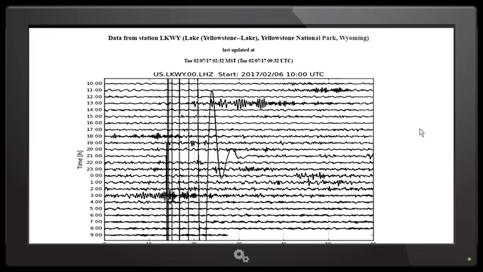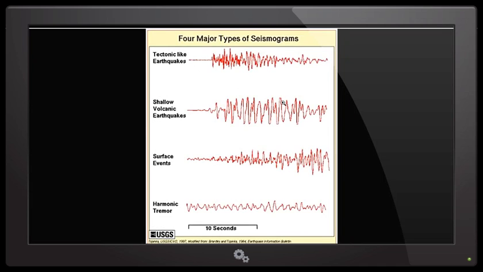Now these harmonic tremors are quite alarming, and we're going to take a look at a basic chart that shows you the differences in these seismology anomalies that occur on these seismograms. And we're going to take a look here, and this is tectonic like earthquake.